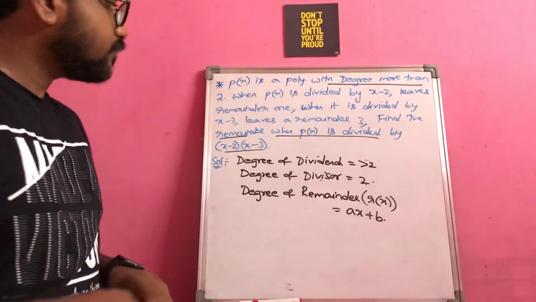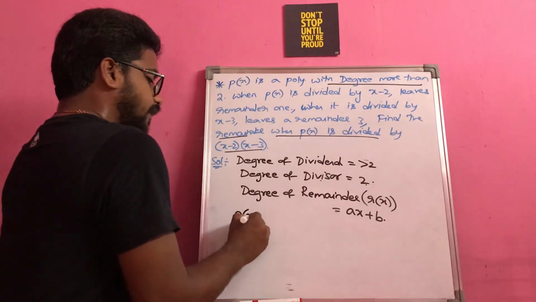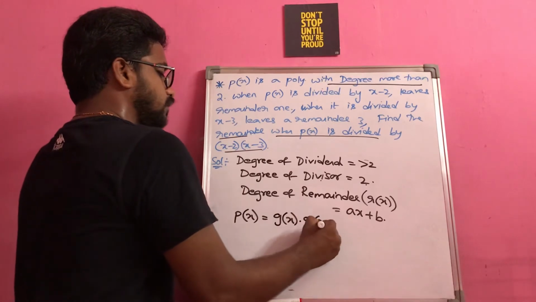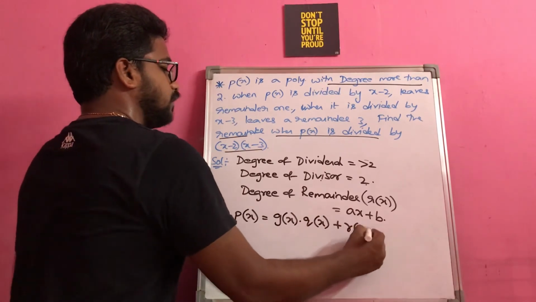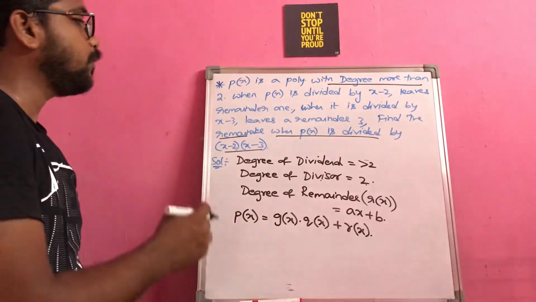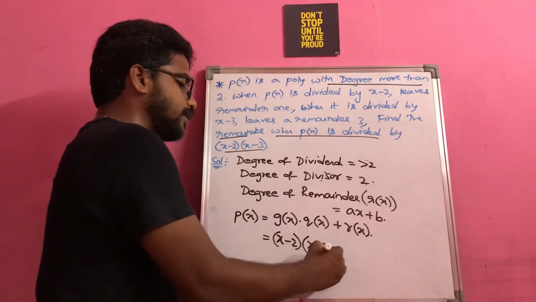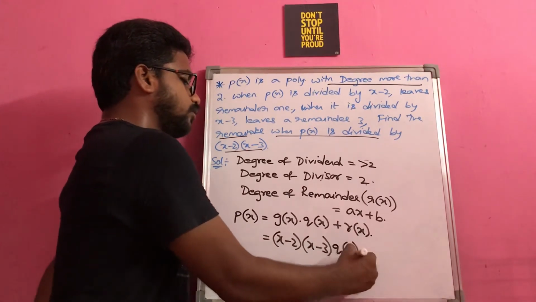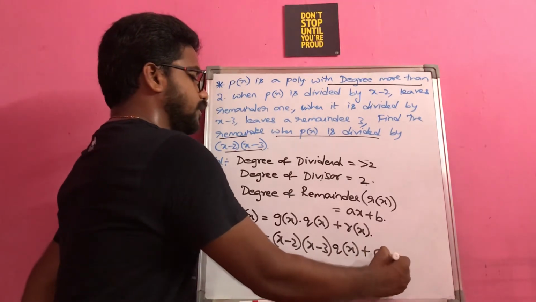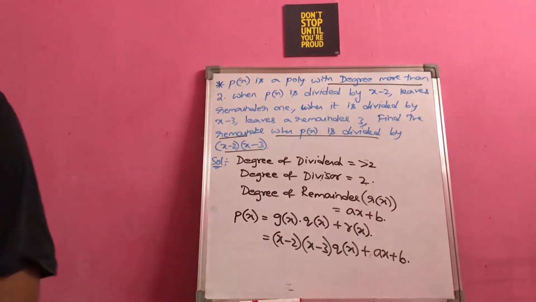Now see, we know that p of x, the dividend, is equal to divisor into quotient plus remainder. This part we are aware of, right? So now, in this polynomial g of x, they have given us x minus 2 into x minus 3, the quotient we don't know, and r of x we assume as ax plus b. Hope till here it is clear for everyone.